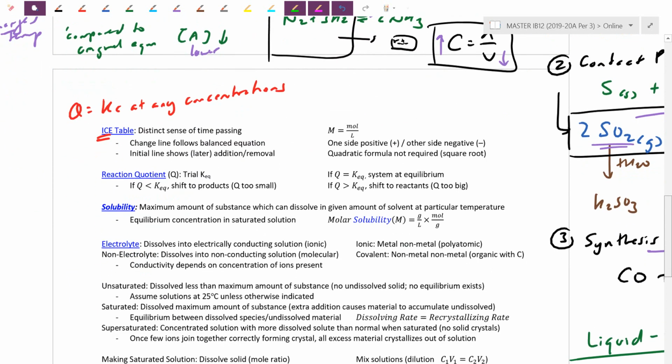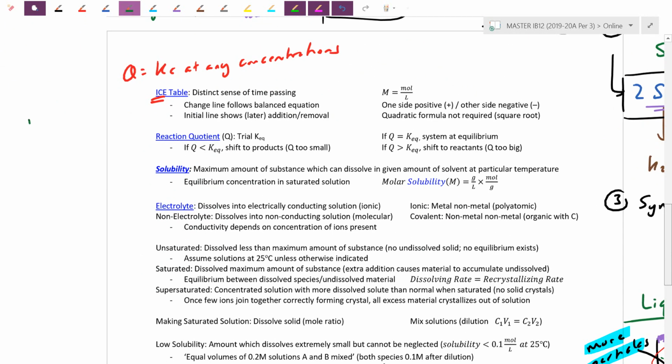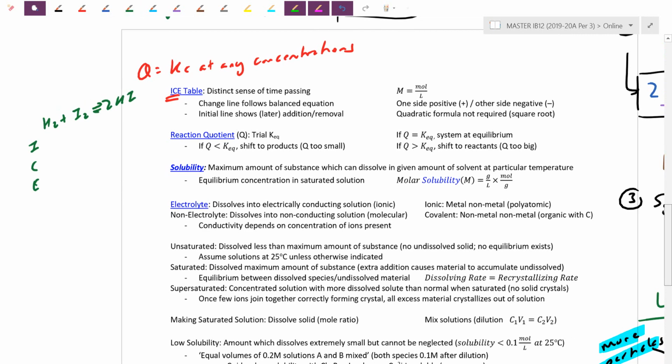So if you have a problem that sets up an ice table, we're going to set up a row, use the chemicals as a header. Let's say, just make up an equilibrium here. Use the chemicals as a header with the balanced equation with the coefficients there. Let's say I start off with just pure HI. You would write that number.